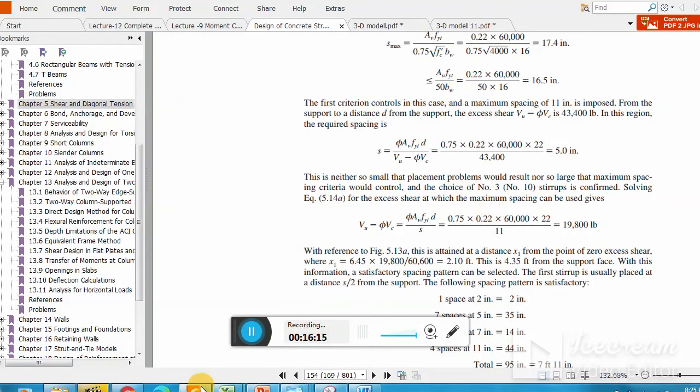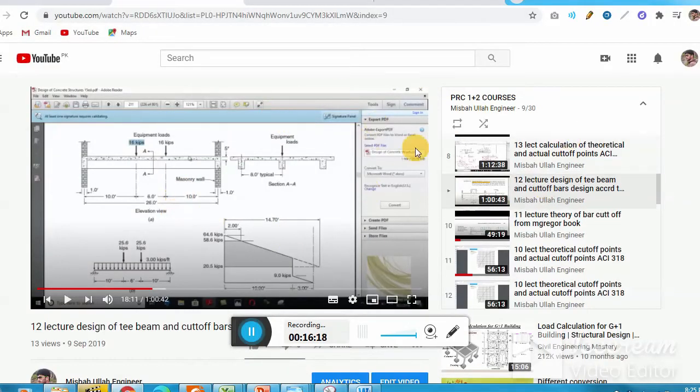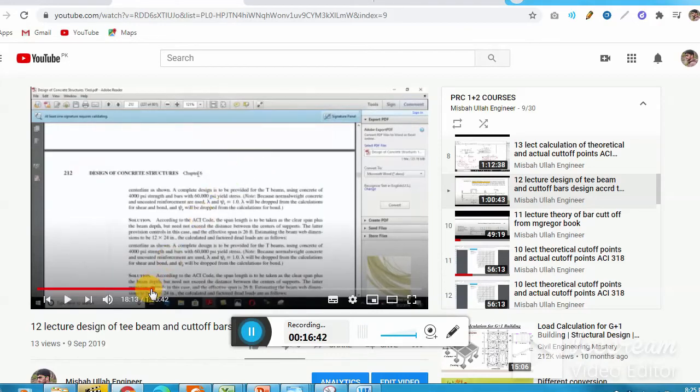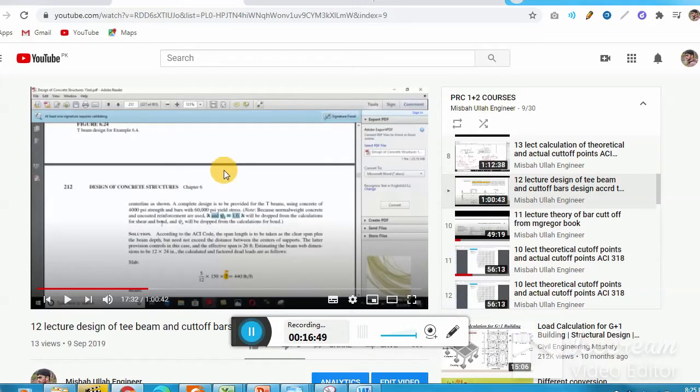And one thing I want to share: if you watch my channel playlist, in the PRC1 and PRC2 course, lecture number 12 explains the whole design of a T-beam subjected to UDL as well as point loads, and how you can control your shear design. I thoroughly explained that example with actual cutoff points, bending of bars, actual calculation, not L by 3 and L by 4. So this is a very explanatory video. This example is covered from the Nelson book, so please don't miss this lecture if you want to understand shear and flexure design.